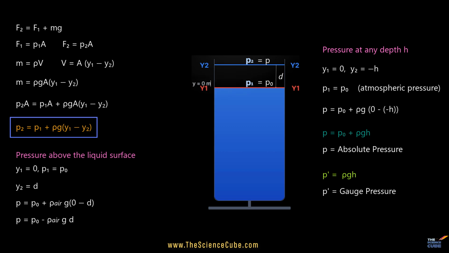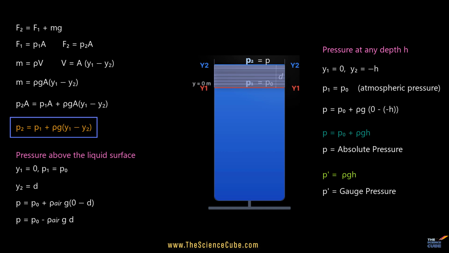And don't forget to notice that this pressure P is less than P0 because of this quantity getting subtracted from P0. And this should make sense to you simply because moving from here to here, we have fewer layers of fluid, that is air here, above the point. And that results in reduced pressure.